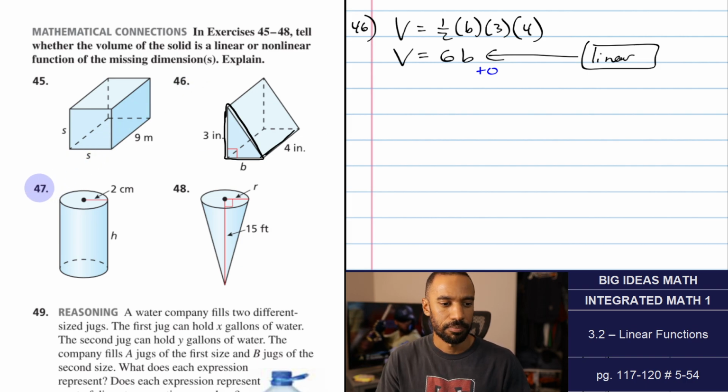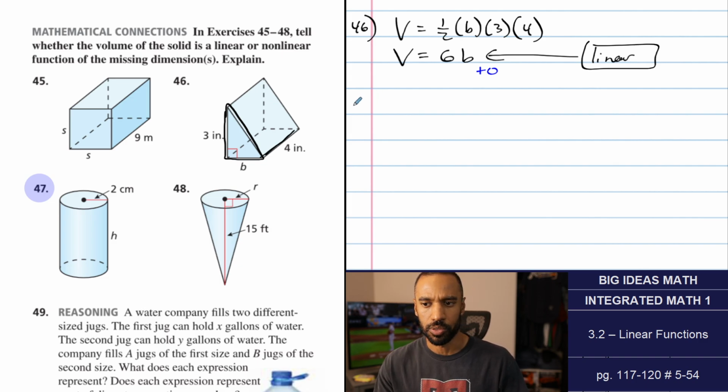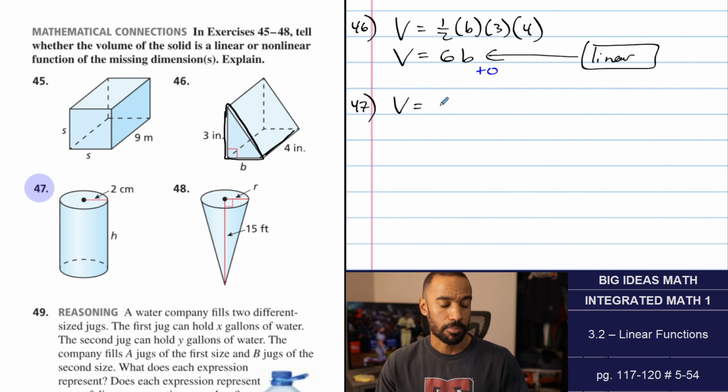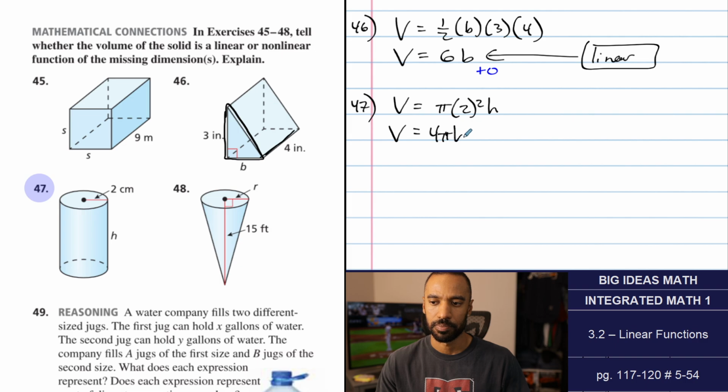Number 47, we have a cylinder. Now, I don't know how many of these formulas you're actually supposed to know, so these can be challenging if you're not sure. But volume of this one, you get area of base times height. Now, this area is a circle, pi r squared. So pi, your radius is 2, pi r squared, times your unknown height. Now, 2 squared is 4. This is 4 pi times h.